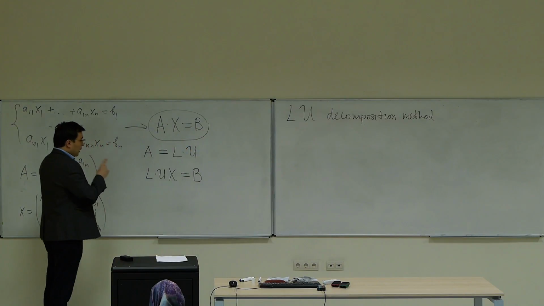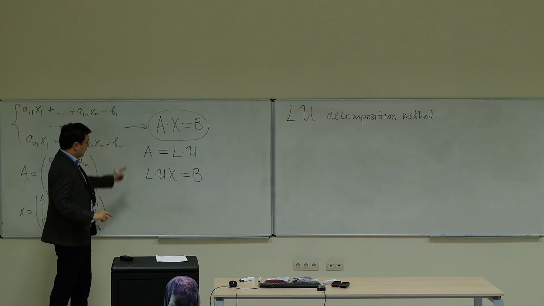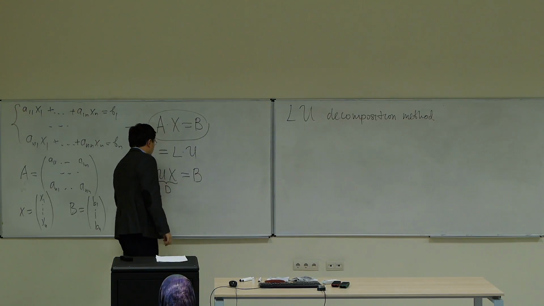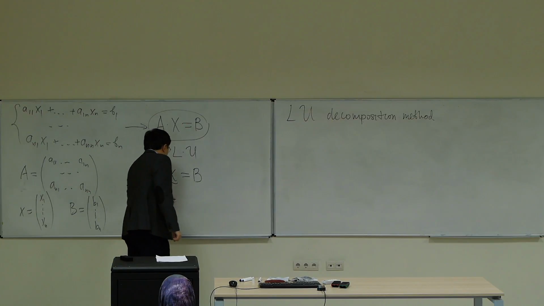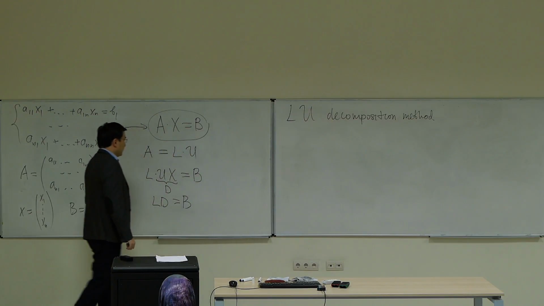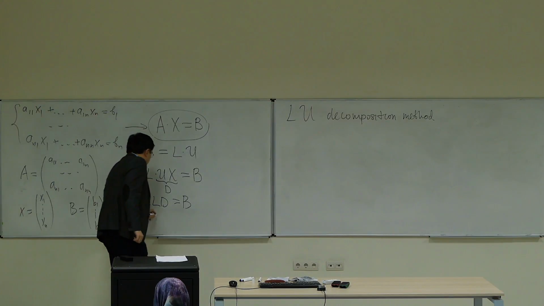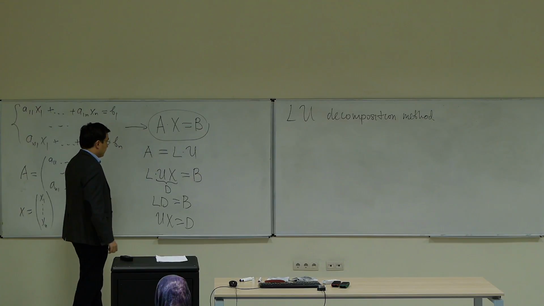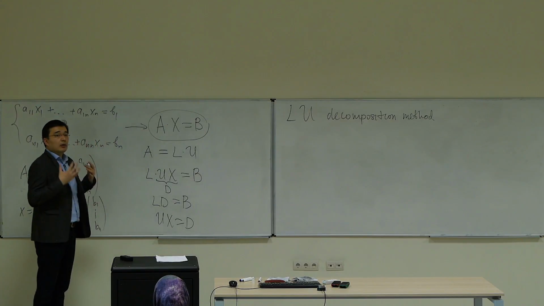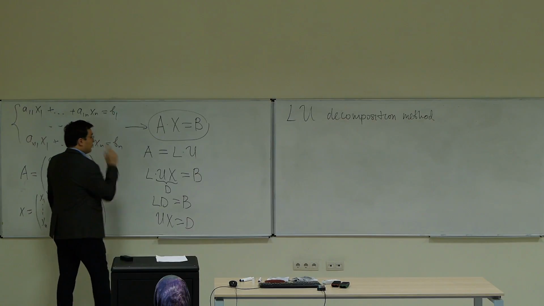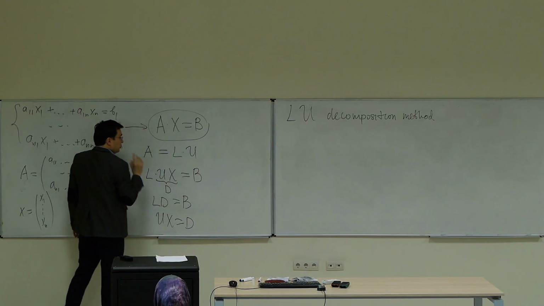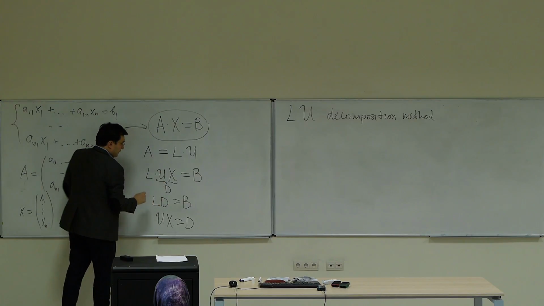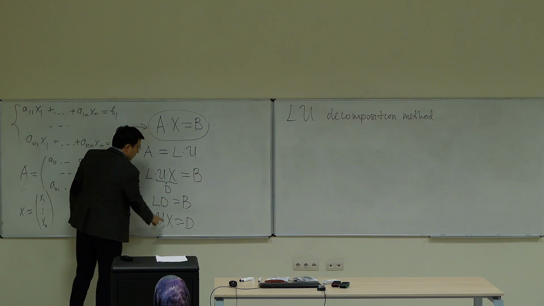Now I can split the problem into two steps. Let me call this product a matrix D. First I solve this equation and find D, and then I solve this equation and find the vector X. This is the main idea of the LU decomposition method. First, you decompose A into L and U. Then you solve for D, where D is U multiplied by X. Once you have D, you find X.